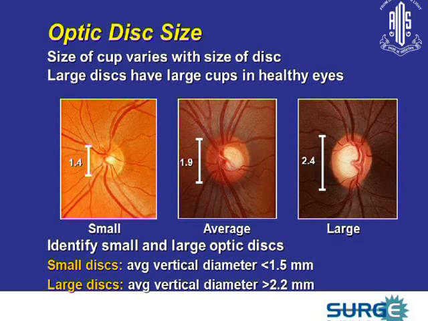This is the way you can do it with a slit lamp. You put the slit beam right next to the disc and gradually reduce the height of the slit beam so that it overlaps and you can measure from the graticule. If you get 1.4 on the graticule, that is a small disc. If you get 1.9, that is an average disc. If you get it larger than 2, then that is a large disc.